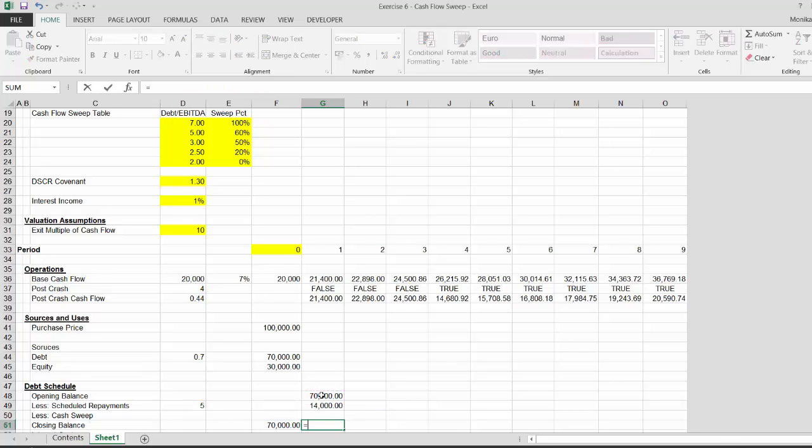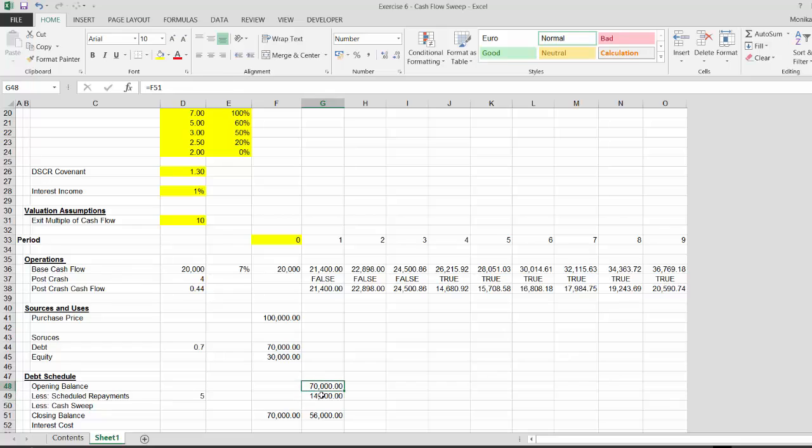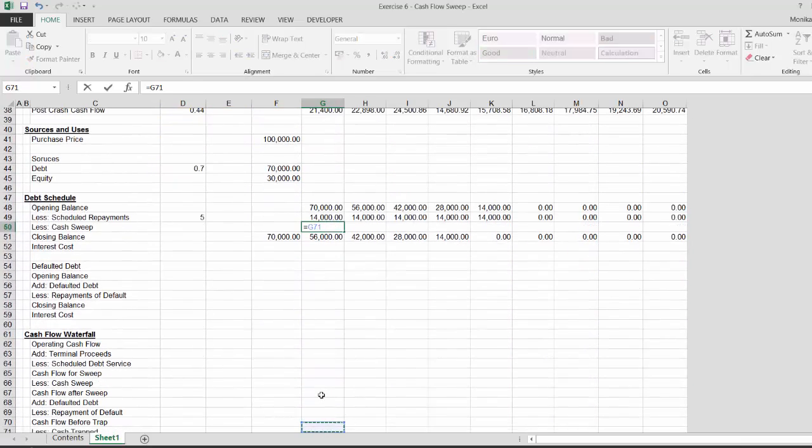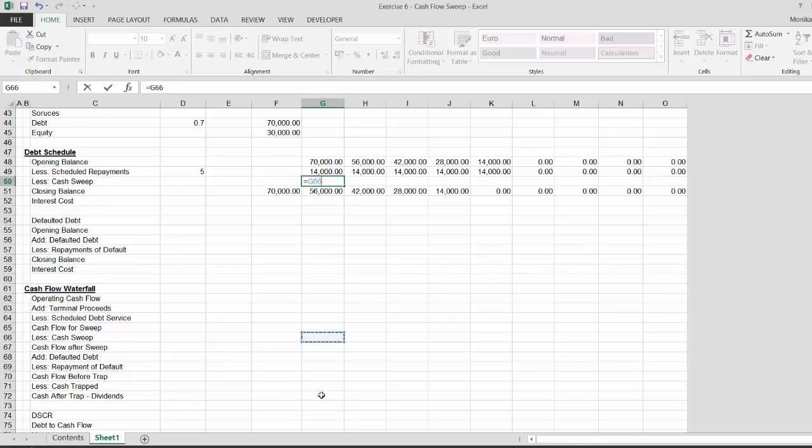So if we take this one minus this one minus this one, we don't know what the cash flow sweep will be. Shift Control R, then at least it stops the repayments here. And what it's going to do is stop the repayments earlier if we have a cash flow sweep. But this cash sweep, we do not know until we go down to the cash flow statement.